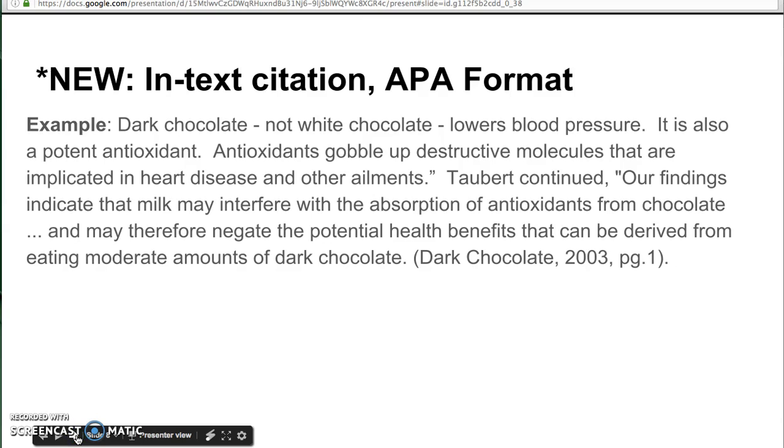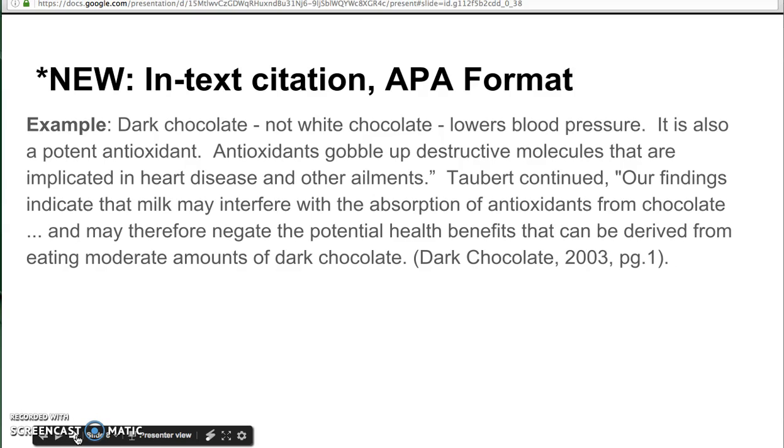After my evidence, you're going to do something that you probably haven't done before. You're going to have to alert the reader where you got this information with something called an in-text citation. And there are 2 ways to do that. There's the MLA format and the APA format.